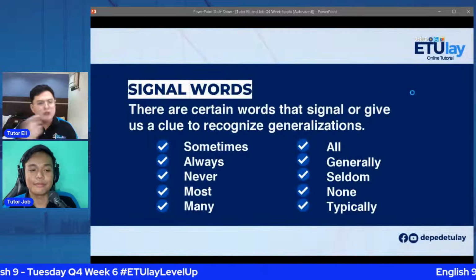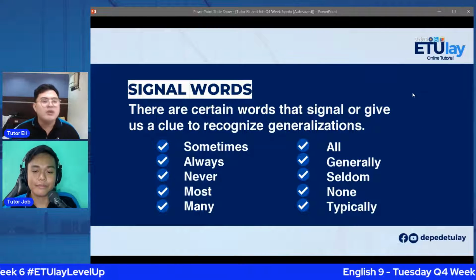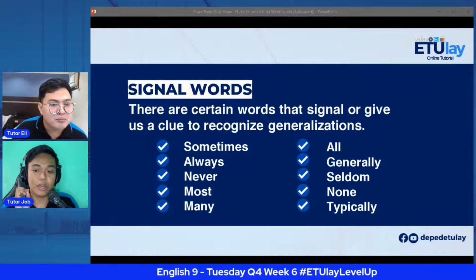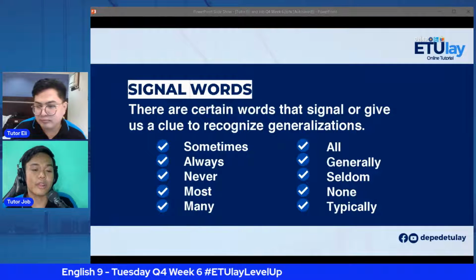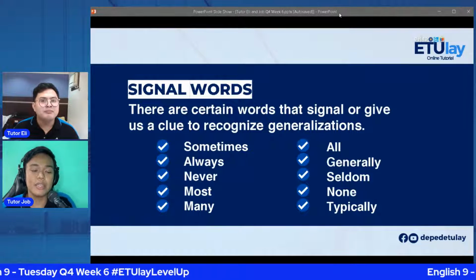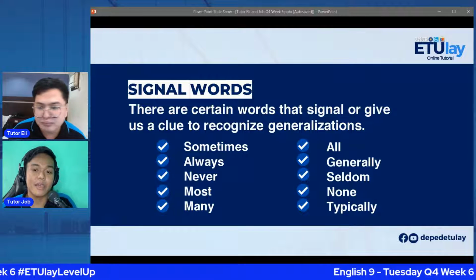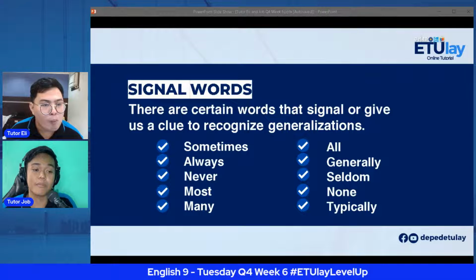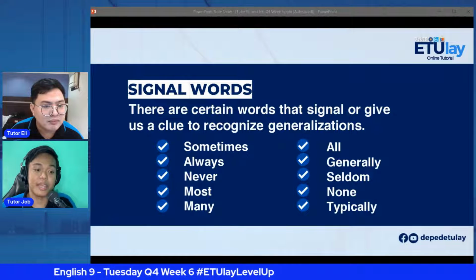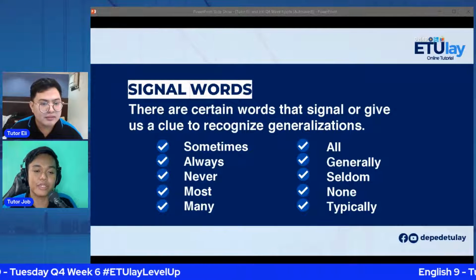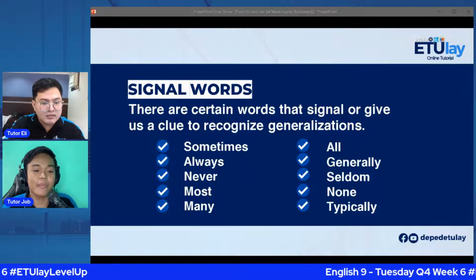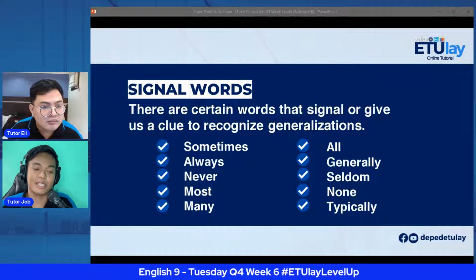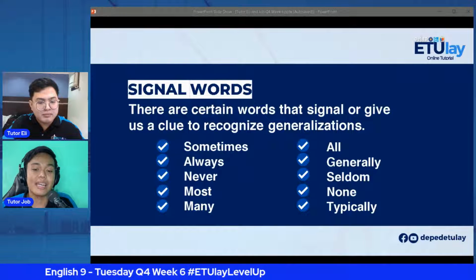Ano ba itong mga signal word, Tutor Joe, na to? Because there are words that give us the cue or the clue for us to recognize generalization. So when you see these words in sentences, they could indicate a generalization. For example, the word sometimes, always, never, most, many, and you take a screenshot of these words, so you can be familiar with these signal words that may indicate generalization.